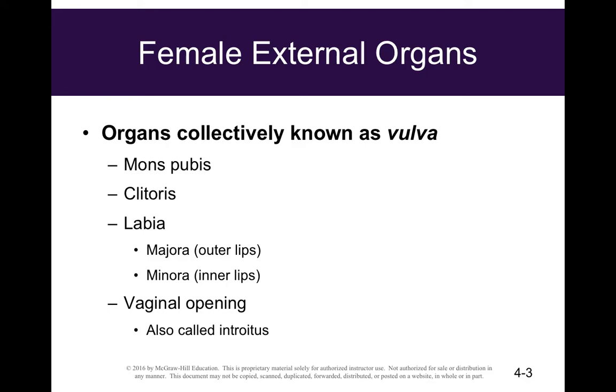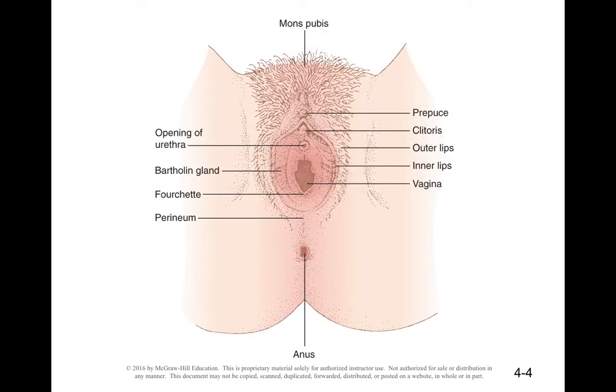And the vulva consists of the mons pubis, the clitoris, the labia majora, the outer lips, and the labia minora, the inner lips, and the vaginal opening, which we also call the introitus. I'm going to go through each of these organs specifically, but first I'm going to show you a diagram. At the top of this figure, you can see the mons pubis.